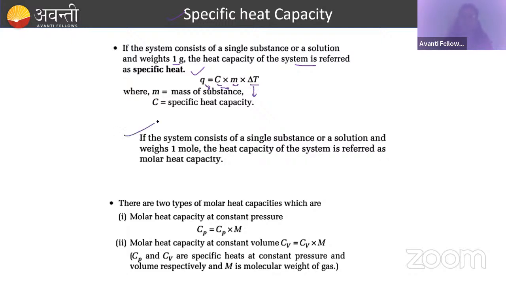If the system consists of a single substance or a solution whose weight is 1 mole, then the heat capacity of that system is known as molar heat capacity. There are two types of molar heat capacity: at constant pressure and at constant volume. At constant pressure we denote it by Cp, and at constant volume as Cv. M is the molecular weight.